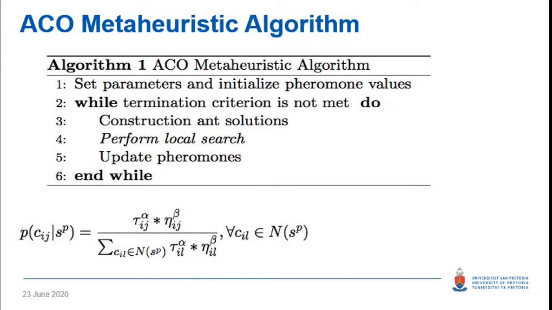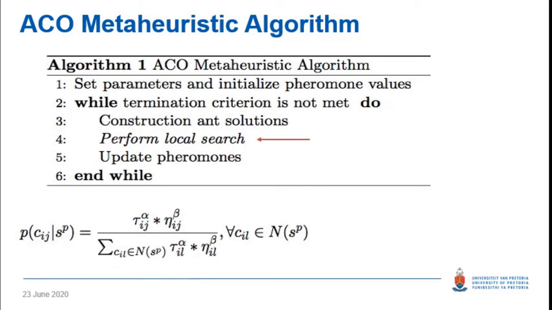Once all the solutions have been constructed, the next step is to perform local search. So you've got constructed solutions, and local search is applied to them. This step of performing local search is actually an optional step. Essentially, what's performed at this point are things that are not carried out by individual ants, but things that can be applied to solutions as a whole. That's the aim of the step.